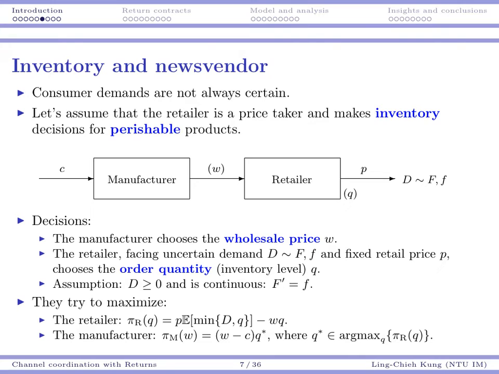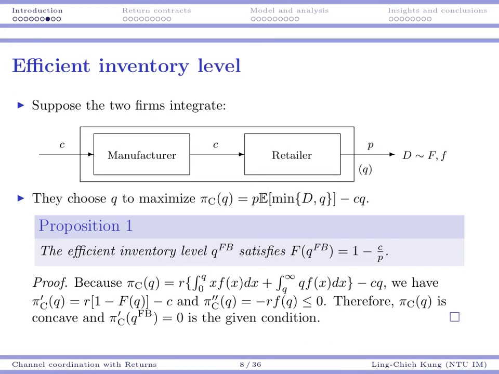Let's see whether this decentralized system creates some inefficiency. So suppose the two firms integrate. We already know if they integrate, then the system is efficient. Then in this case, they don't really have a wholesale price, and what they need to do is to choose a Q, the order quantity or the production quantity, to maximize this particular function. This is the channel's objective function, and the cost here is CQ. This is just a very classic newsvendor problem.